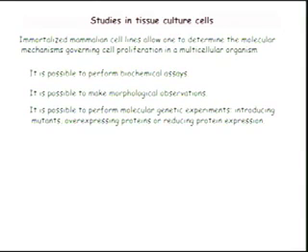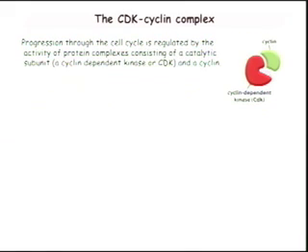You can do molecular genetic studies. You can introduce a lot of mutations into these cells. You can manipulate the cell cycle. So a lot of the knowledge that we have now was later on based on a lot of these mammalian cell studies. So this is the cyclin CDK complex.